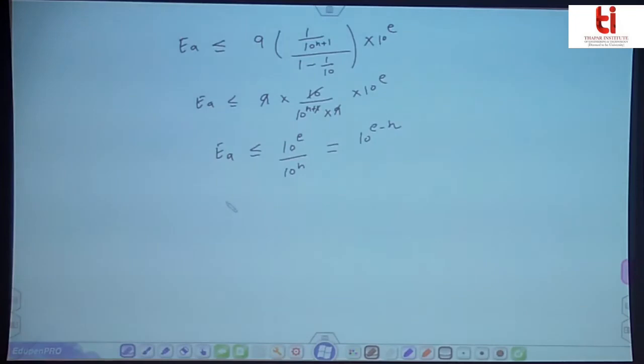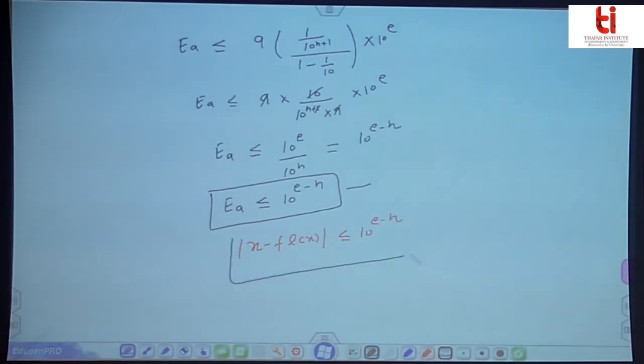What does it imply? It implies that the absolute error is bounded by the number 10 raised to power e minus n. So this is the maximum error bound of the absolute error. So we can say here that x minus floating of x is bounded by 10 raised to power e minus n.